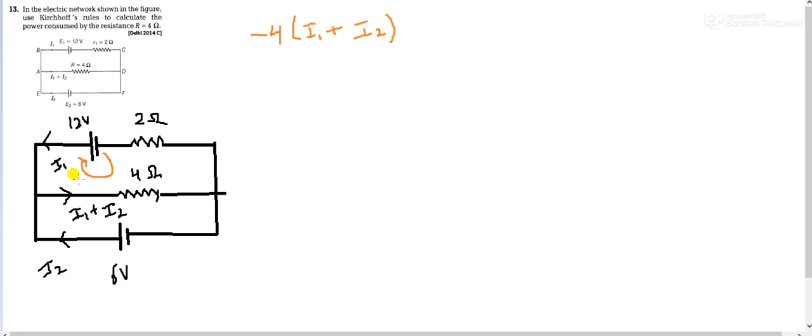Now when I go further, there is a 2 ohm resistance coming, and in the 2 ohm, I1 is flowing. I1 is coming like this and I am going like this, so again in the opposite direction, so it would be minus 2 I1. Now about the EMF. The loop is going from the negative terminal to the positive terminal, so that's why it is positive. These are all sign conventions that have been told to you earlier also, equals 0.